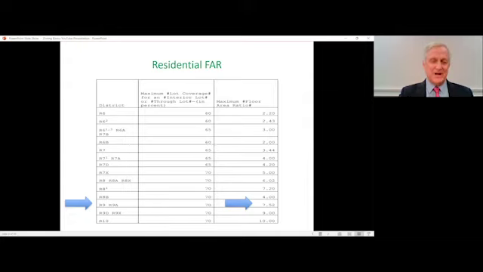This will make sense. So let's look at the blue arrow, and the blue arrow says R9, and you go over to the right side, and the blue arrow there says the FAR is 7.52. Let's make it 7.5 just to make life easier. So if you're in an R9 district and your lot square footage is 10,000 square feet, you have 7.5 times 10,000. You can build 75,000 square feet. So there's an example, and we're going to use this R9 example as I go through these next couple of charts. So bear in mind, R9 is residential FAR 7.5.